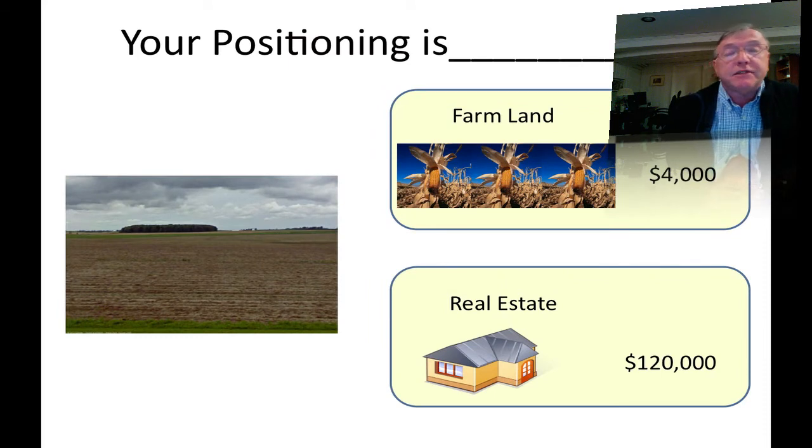So we have this piece of property in Northern Ontario, near Shelburne, Ontario, and the question is, how much can we sell it for? And the answer is, dependent upon the positioning or how we describe the property. If we say it's farmland, it's worth around $4,000 an acre. If it's real estate, it's worth around $120,000 an acre. And if it's used for a mine, or we talk about it as a mine, it's worth around $18 million an acre.